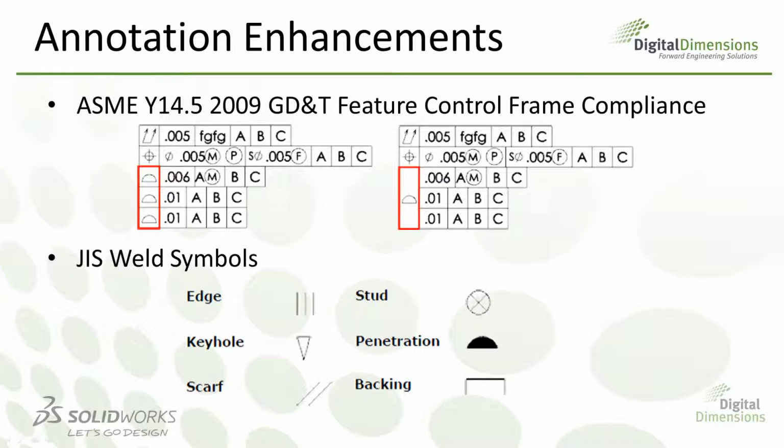In addition to this, we can now insert a symbol for the transition at the end of a selected field within the feature control frame. And the next improvement for annotations includes support for the Japanese Industrial Standard weld symbols. They've added 6 new weld symbols to the Japanese Industrial Standard weld symbol library, including edge, keyhole, scarf, stud, penetration, and backing.